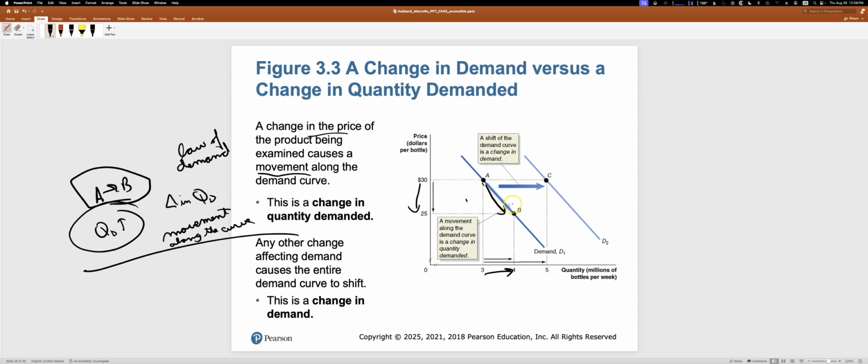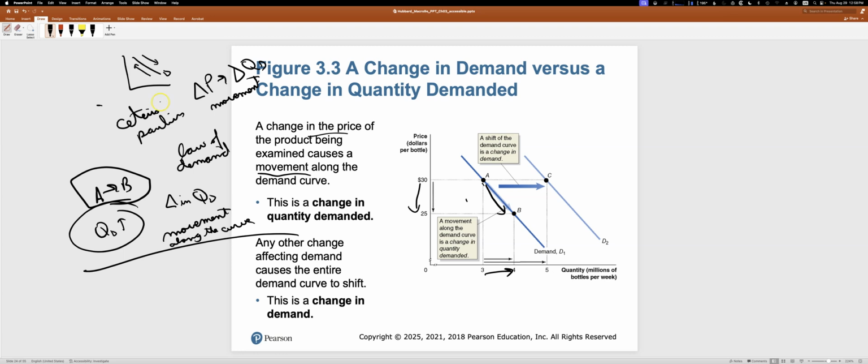Graphically, that looks like a movement along the curve. This is employing ceteris paribus, obviously, because we are using the law of demand. And so in this case, we're just saying changing the price leads to changes in the quantity demanded. That's our movement. It looks like this, either an increase or a decrease.